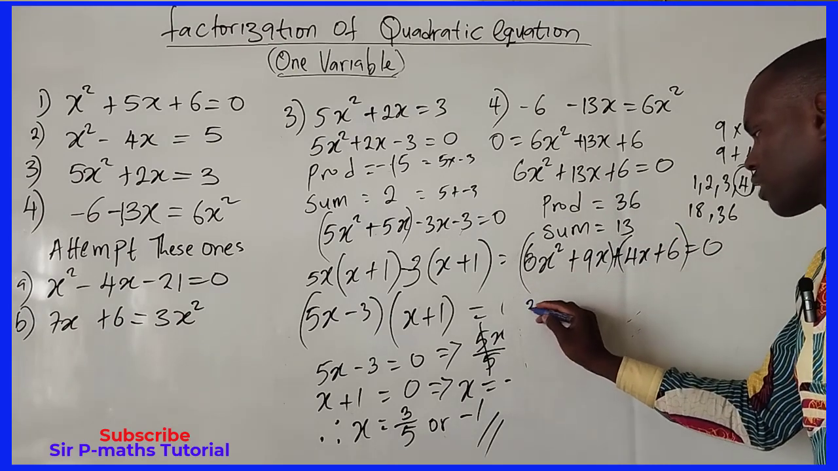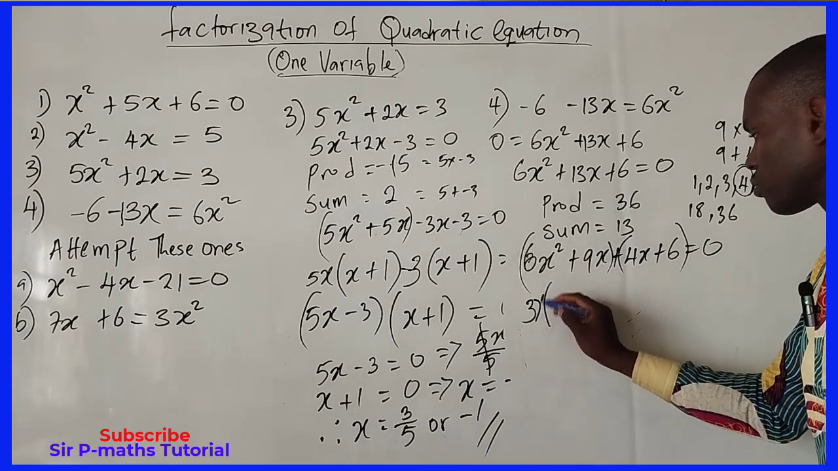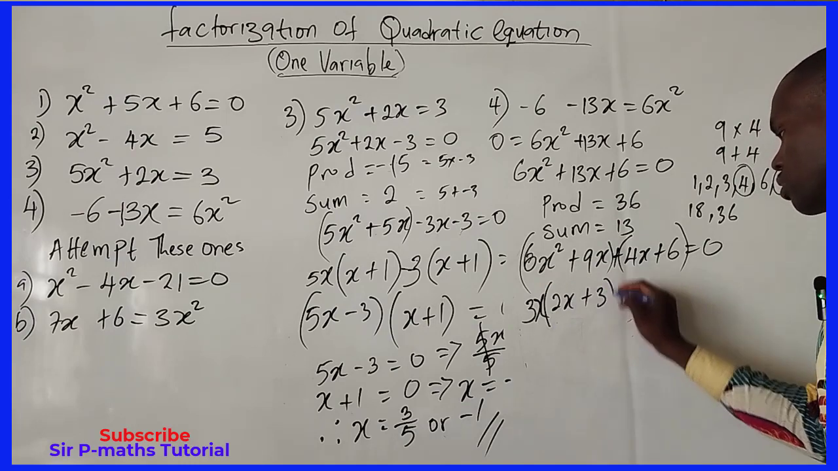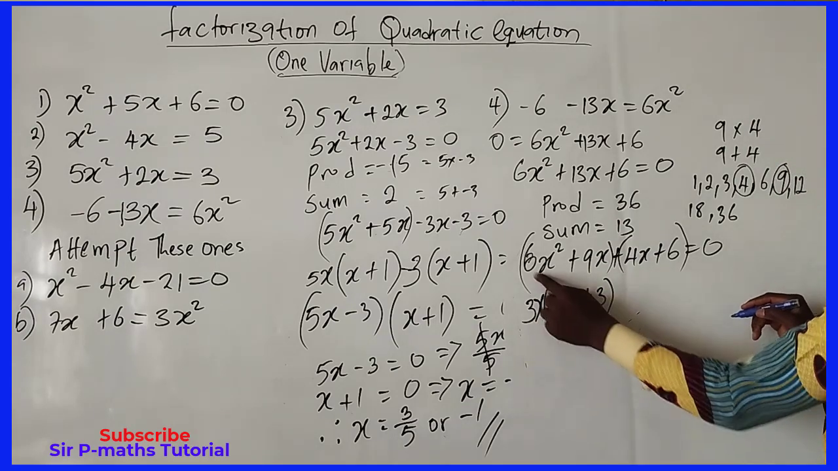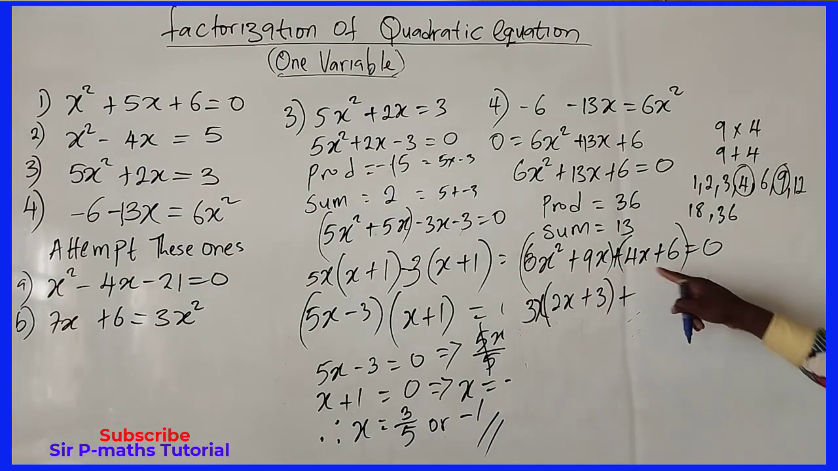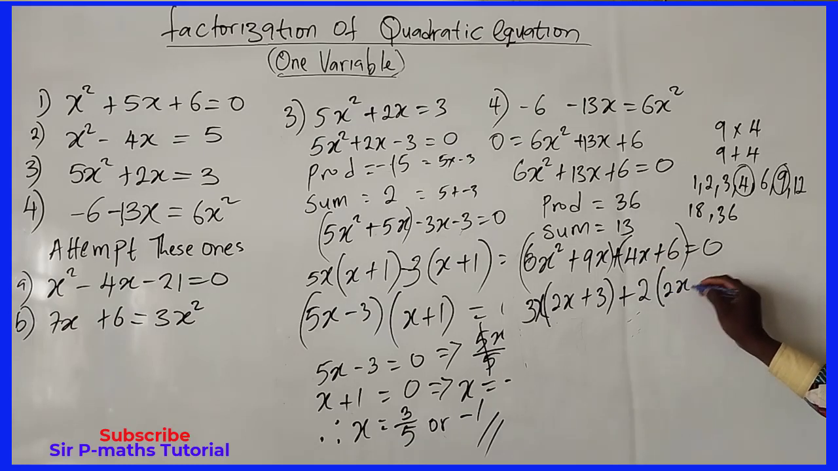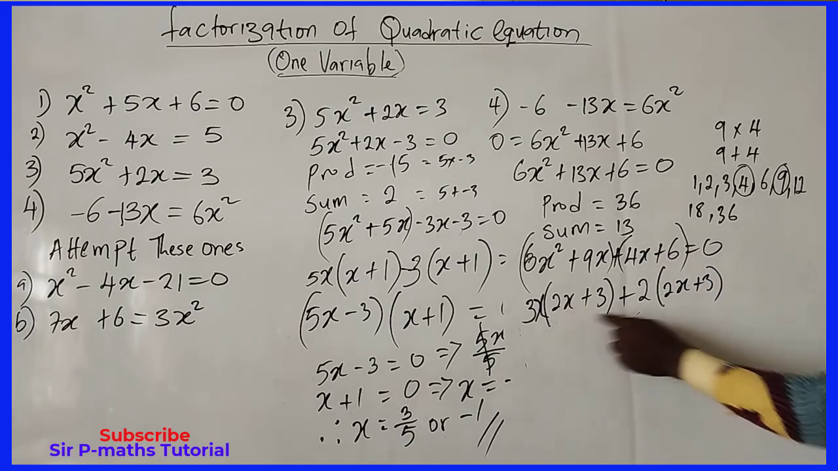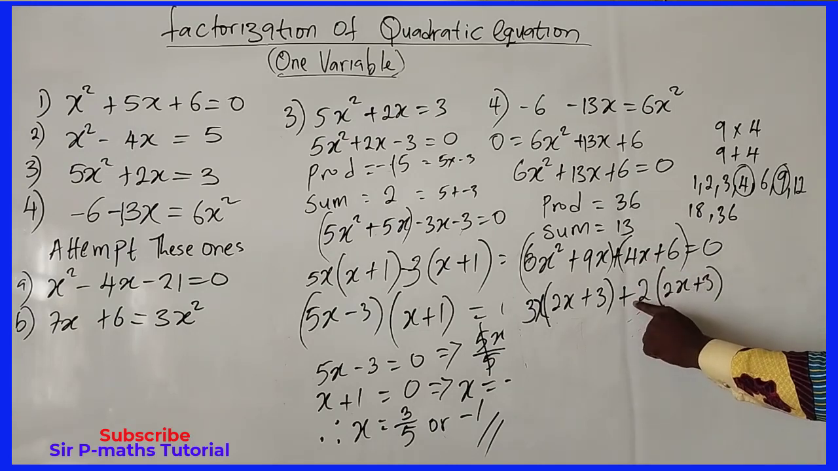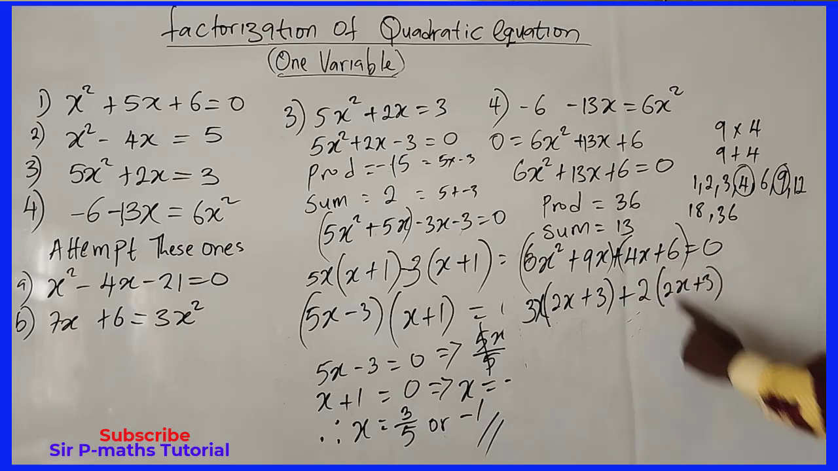I have common term here as 3. And then I also have x to be common. Right, so what I'll have remaining here is 2x plus 3. 3x times 2x, 6x squared. 3x times 3, 9x. Plus, I have 2 to be common here, into 2x plus 3. The bracket has to be the same, all right? So I have 2 times 2x to give me 4x, 2 times 3 to give me back 6.